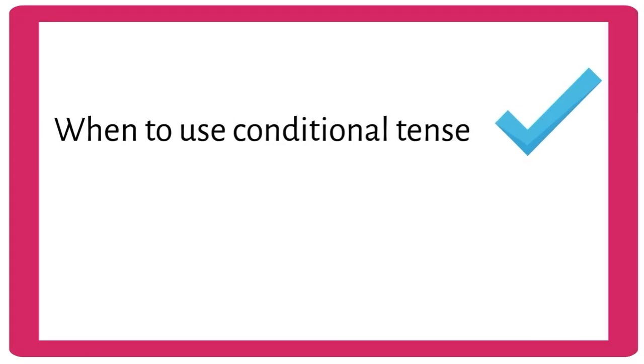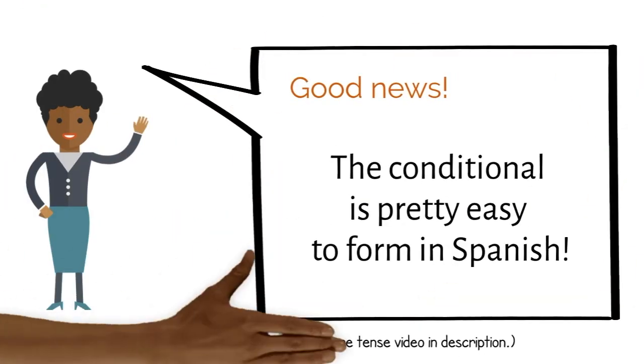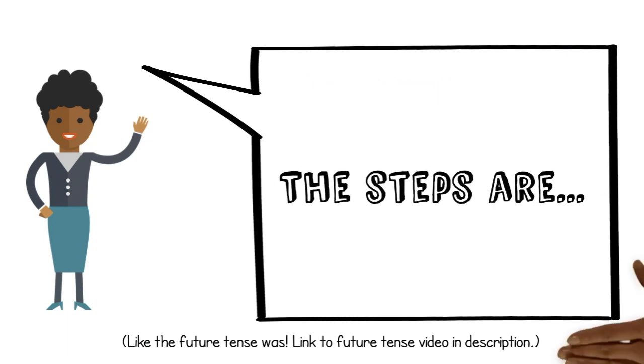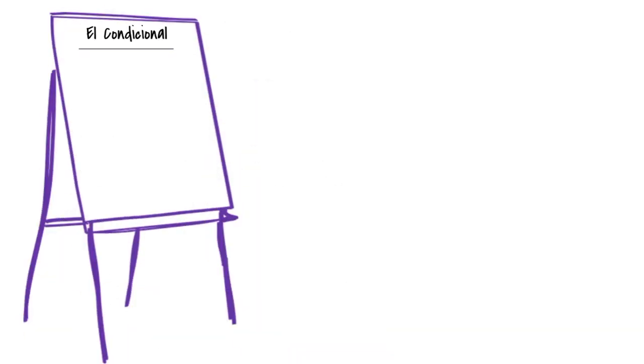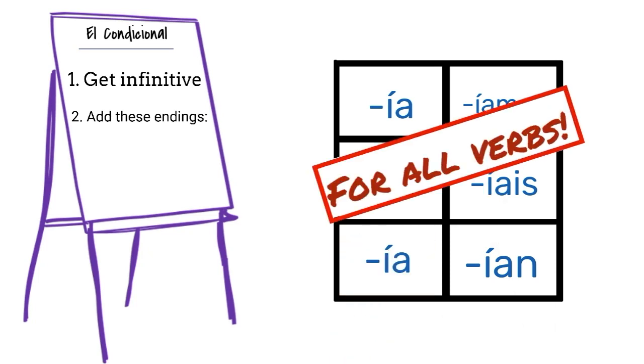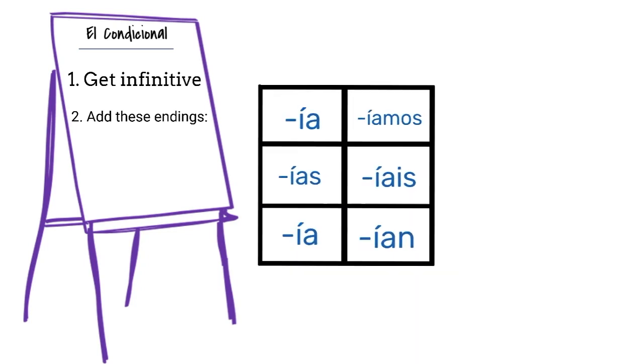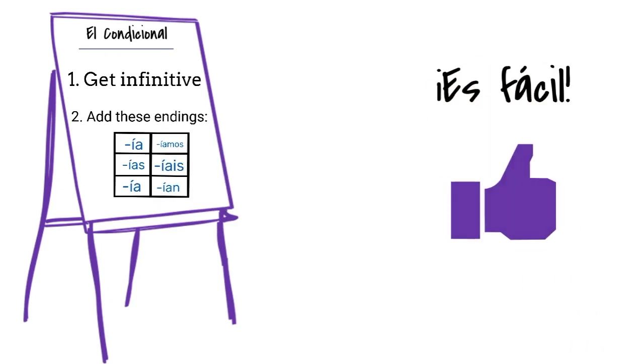So now that we know when to use the conditional, let's see how to form it in Spanish. Good news! The future conditional is very similar to the simple future, which we already learned about. There's a link below. The steps are, number 1, get the infinitive of the verb with no conjugation or changes, and then add these endings: ía, ías, ía, íamos, íais, ían. And these endings go for all the verb types we have. AR, ER, and IR verbs. There's no need to change endings for different verbs. So, only 2 steps for the conditional formation.